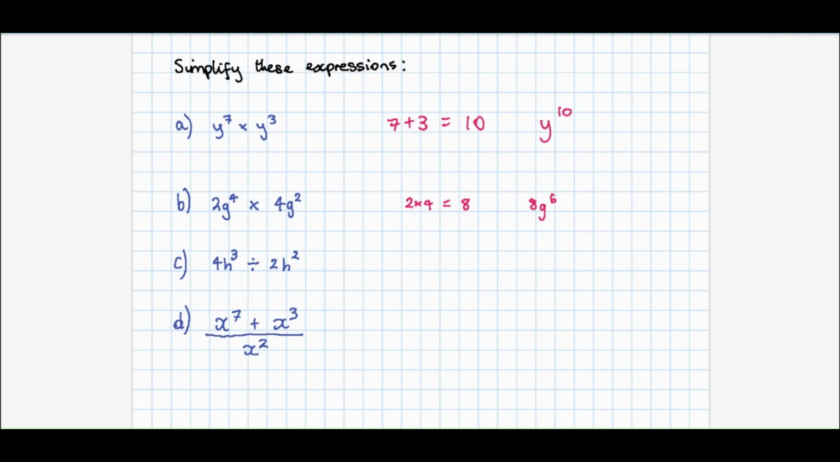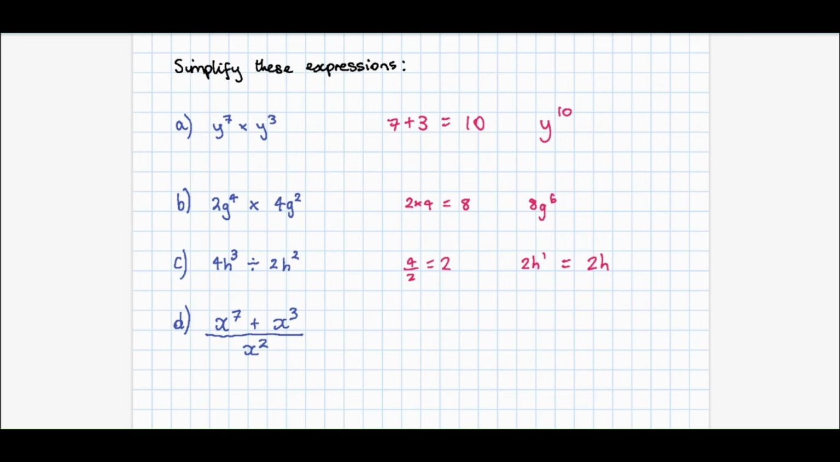So for the next one, it's actually a divide. So for the divide, we do the opposite. We take them away. So first of all, let's do 4 divided by 2. So 4 over 2 equals 2. And then h to the power of 3 divided by h to the power of 2 is going to be h to the power of 1. So it's going to be 2h to the power of 1, which equals 2h.